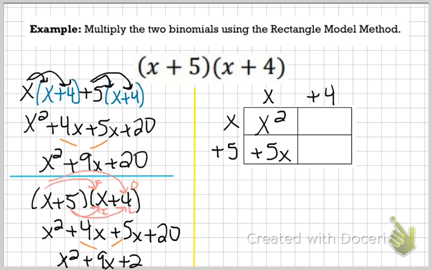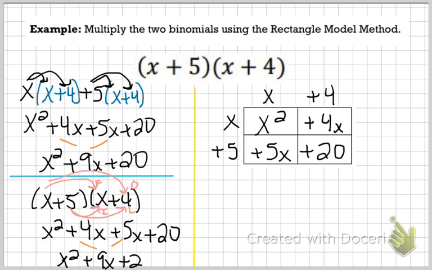Again, we're trying to fill in the rectangles. So x times 4. Find the area, multiply, and that would give us a positive 4x. And then we have 5 times 4, and that area goes in this final rectangle, which would give us a positive 20.